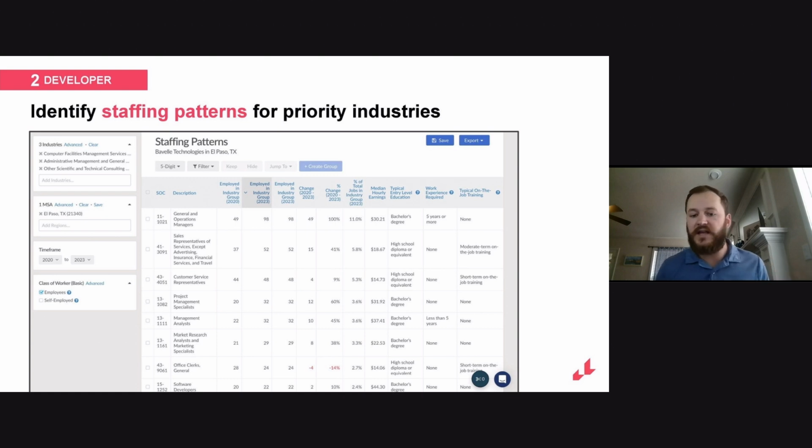We can see things like typical entry level education. So, what is that educational attainment that is needed for these occupations to support this business? You can even see things here like work experience required or typical on the job training. These are all important metrics that you need to understand for your workforce to help support these businesses. And the more you can start to demonstrate this to these businesses, the more confidence they're going to have in your region, because they're going to see that, oh, they really understand their numbers, and they're really demonstrating that they have the workforce, the current workforce, and hopefully the incoming workforce to support our business.